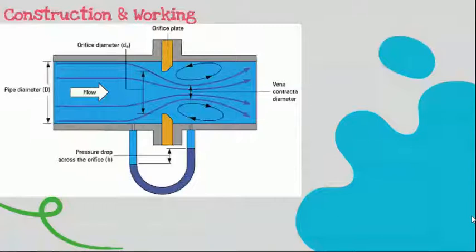Next, I'll be explaining the construction and the working of the orifice meter. An orifice meter includes an orifice plate that has a diameter d naught, which is less than the pipe diameter d. It also consists of two tappings. One of the tappings is at a distance of 1 diameter upstream, where the flow is almost uniform, and the other is at a distance of half a diameter downstream, right over here, where the vena contracta exists.